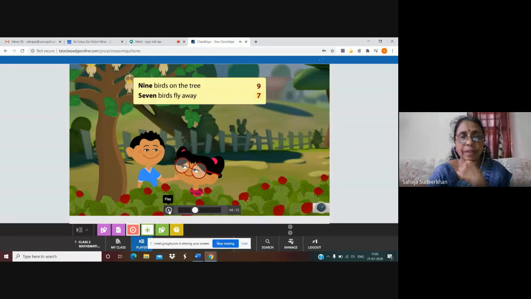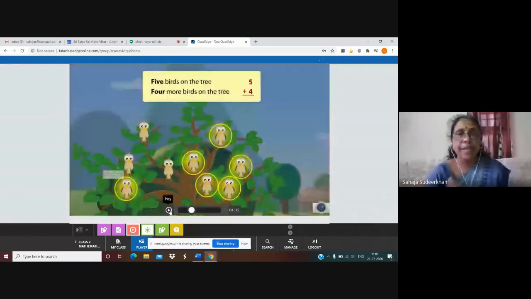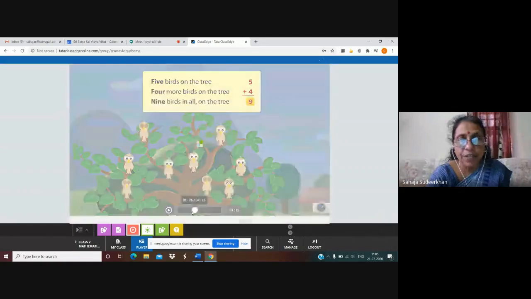Children, this was about addition, no? 5 birds were there on the tree and 4 more joined, so 5 plus 4, 9 birds. Now, next one is for subtraction, okay?